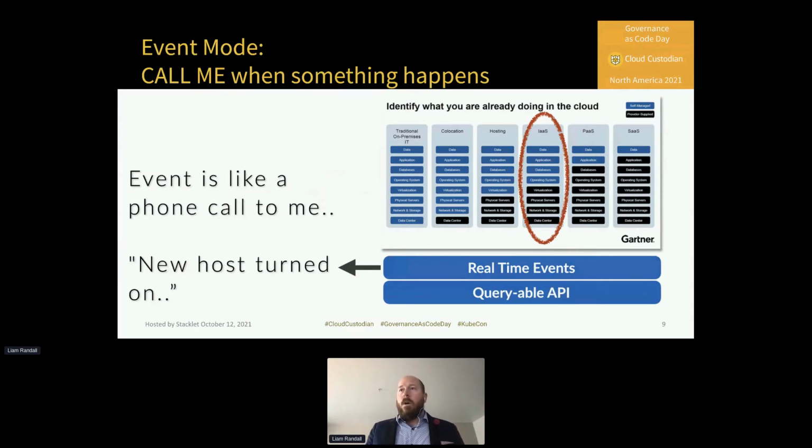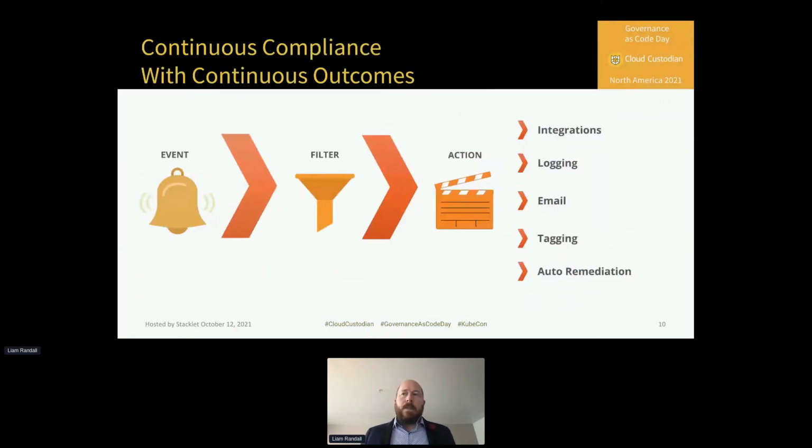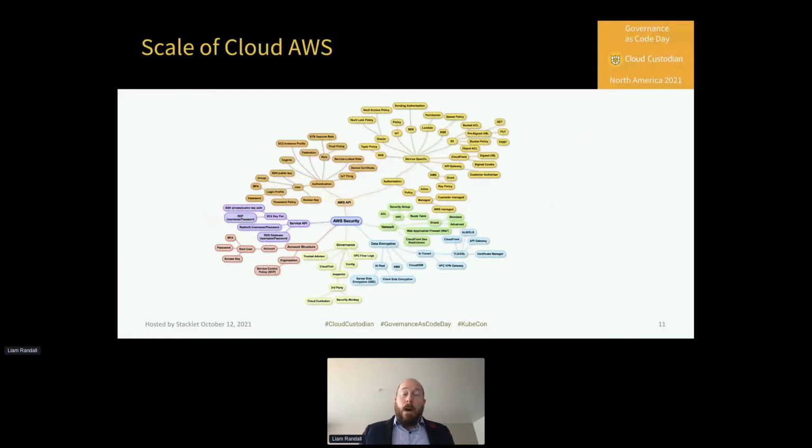So you could get a phone call that there's a new host or a new S3 bucket, or that some other sort of activity has happened. And this can be configured in a way to kick off a workflow. So when we're thinking about continuous compliance, you can evaluate these events in real time and route them to various cloud or third-party integrations, to logging, to email, to tagging, or in some cases, even auto remediation, depending on your choices and what your workflow particularly is. Now, how big of an opportunity is this exactly?